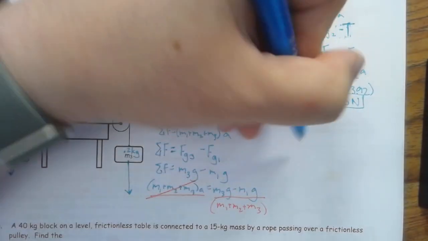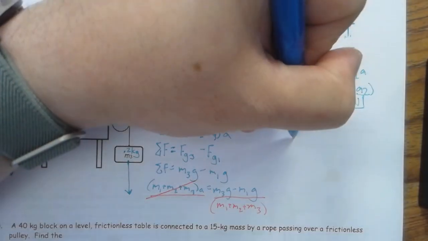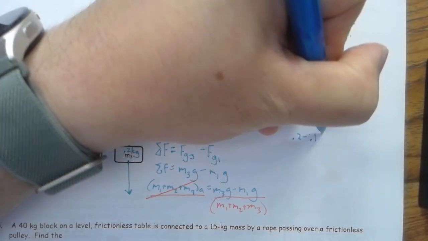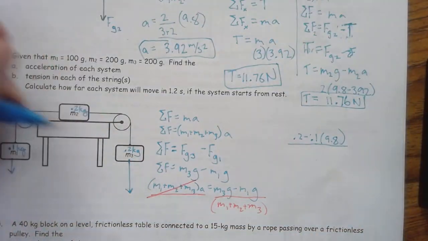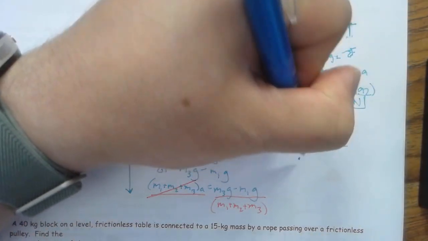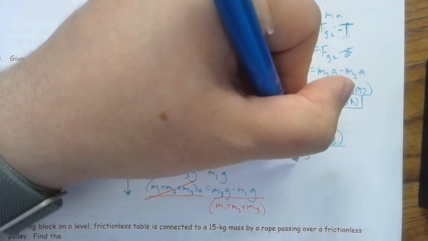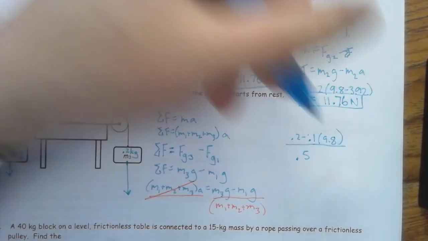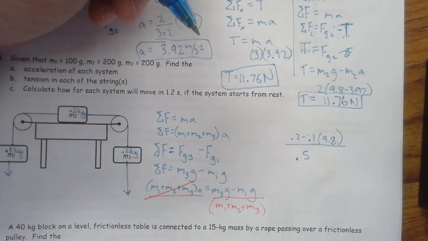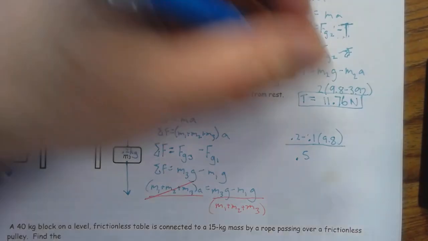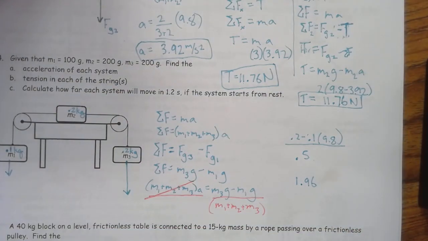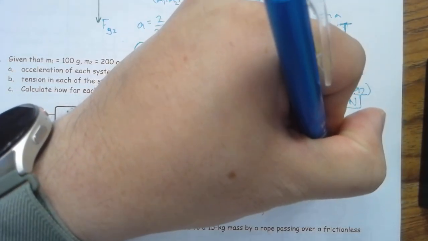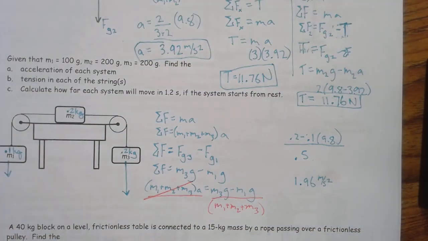I like to factor the top. So I've got 0.2 minus 0.1 times 9.8 divided by 0.2 plus 0.2 plus 0.1. So I've got 0.1 divided by 0.5, so that's 1/5 of 9.8. Or 2/10 of 10-ish. 1.96 is what I ended up with. 1.96 what? Meters per second squared. I used a lot of space just to get the acceleration.